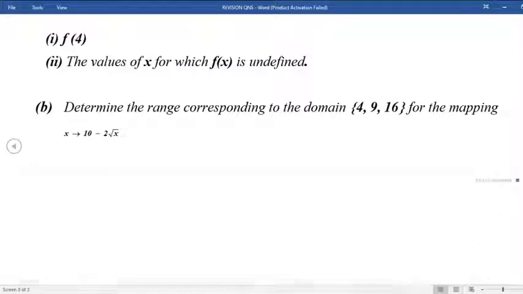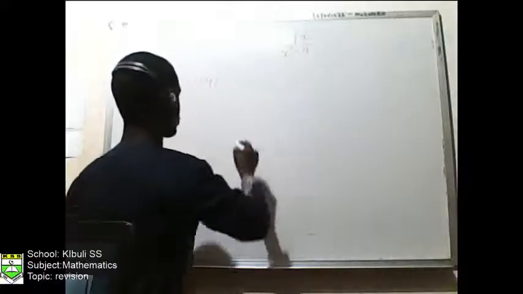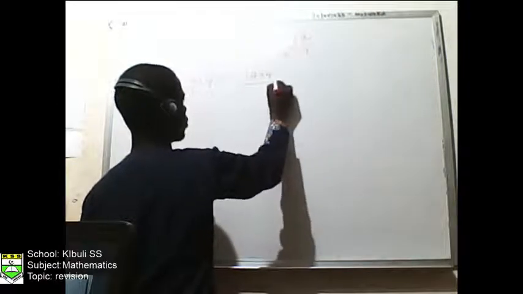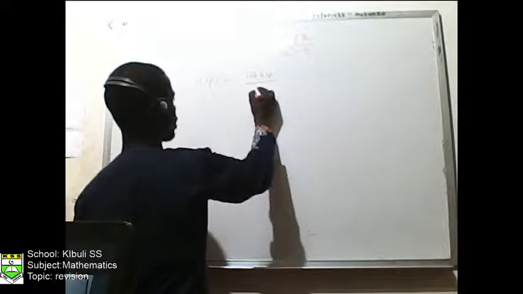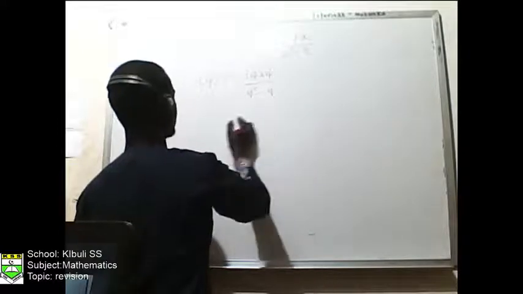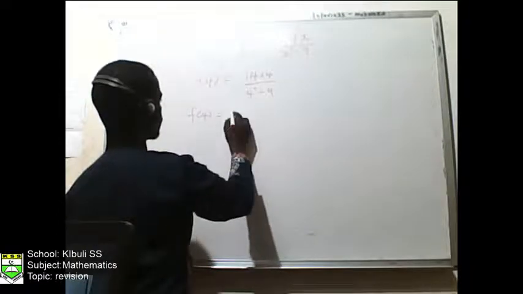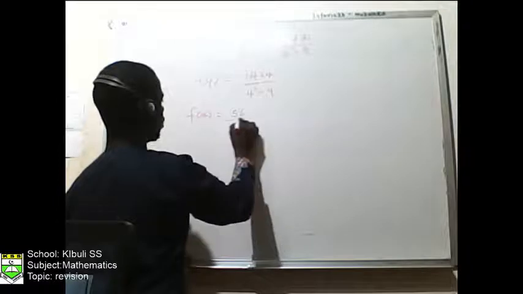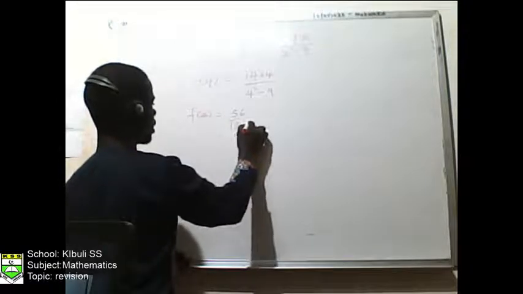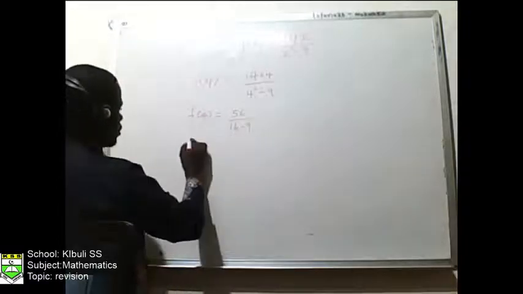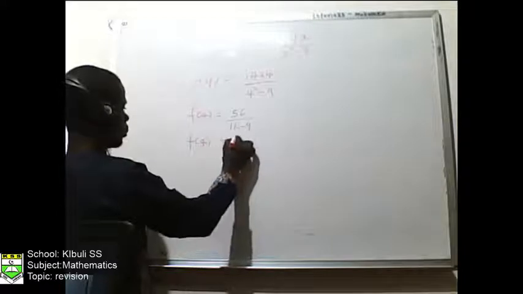So f of 4 means that you can look at f of x. Now when you compare these two, it means that where I have x in this equation, I'm going to put 4 there. So it's going to be 14, I think you all know that here there is a multiplication sign, times 4 over 4 squared, which is x squared minus 9. So f of 4 will equal 14 times 4, the answer is 56, over, because 4 squared is 16, 16 minus 9.